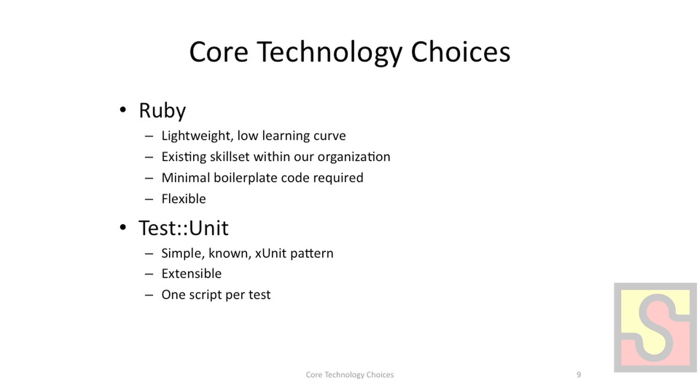And we chose to use Test Unit, which is Ruby's native XUnit style testing framework, as opposed to something like RSpec or Cucumber or other more, I guess, modern testing frameworks that are pretty popular these days. The reasons are pretty much because it's a simple pattern most people are already familiar with, and it's very straightforward. For a single test case, we have one script that has a setup and a test method and a teardown, so it's easy for us to manage and organize and scale.